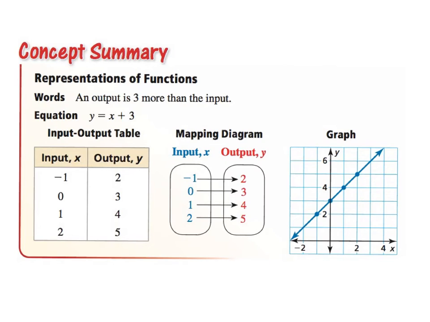So your concept summary so far: representations of functions. If I said an output is 3 more than its input, remember output is kind of like y, and x would be input. An output, y, equals 3 more than x, x plus 3. Piece of cake. Now, in this problem, here's an input-output table, sometimes called a t-table, a mapping diagram, and if we graphed it, it would look like this.